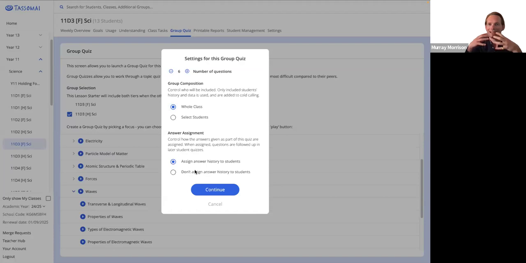If you're doing a group quiz in a class with kids, then you want to assign the answer history to the students because it means that at the conclusion of this quiz, it's going to tell Tassomai that everyone in the class has seen those questions, and it's going to then make sure those questions come up in their homework for reinforcement and practice. So it credits them with the learning you've done in class and brings it in to reinforce that learning. If, on the other hand, you're just checking it out for yourself because you want to prepare for a lesson or just play with it, don't assign the answer history to students because it will tell Tassomai that they've just seen all those questions when they haven't. So that's why we're giving you that control. So we're going to say assign answer history to students because we're pretending we're in a class.